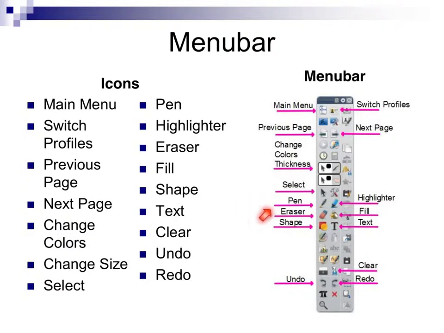Of course, there is your pen, your highlighter, your eraser, your fill tool, your shapes, your text, your clear tool, your undo, and your redo. I did not really go over the shape tool, and you will just want to experiment with that. Just click on it and pick the shape you want. Take your pen, draw, and drag, and it will do your shapes for you.